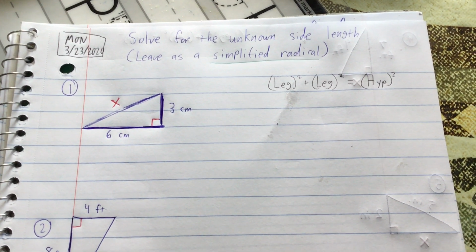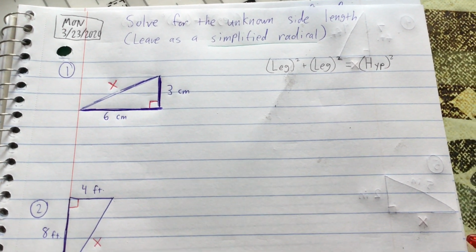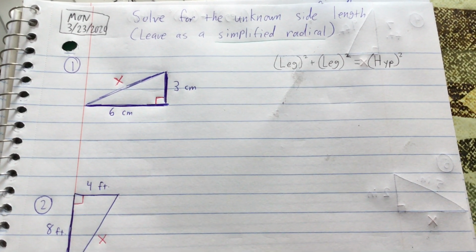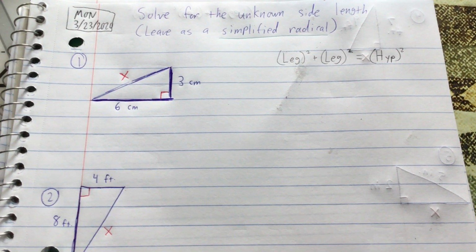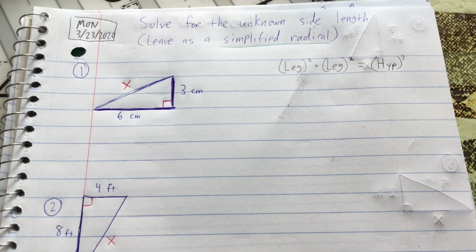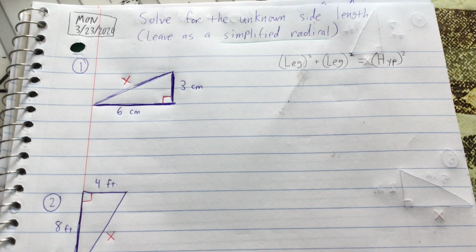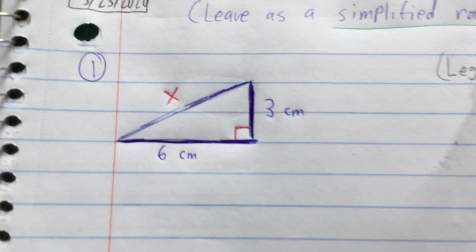So the directions are going to say solve for the unknown side length, but I'm going to give you a spoiler: it's not going to be a whole number. So I'm going to ask you to leave it as a simplified radical, because the SAT loves that kind of problem. It combines multiple skills, the Pythagorean theorem and your algebraic knowledge. So let's get right to number one.